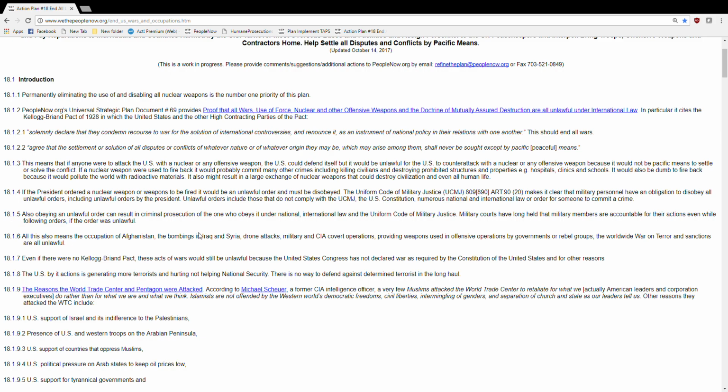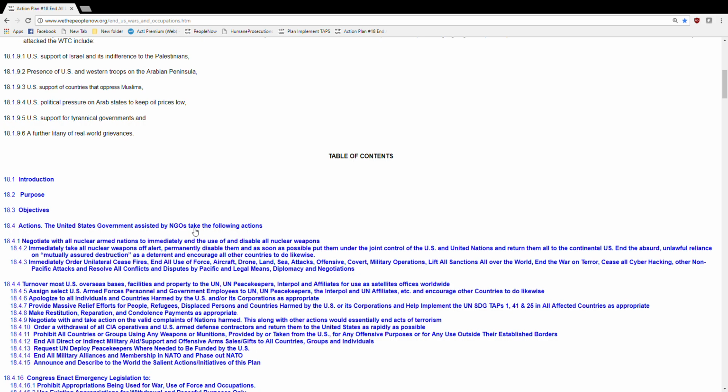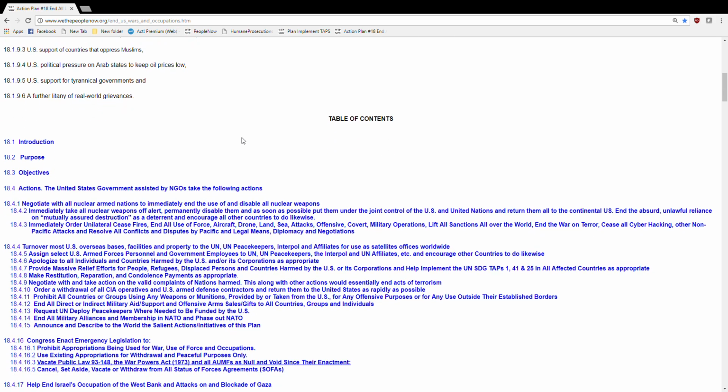So what I'd like to do is go on down here. Getting rid of the nuclear weapons and ending wars is really important. Now, here's the table of contents. And the way the numbering system works is, in every target action plan, 18.1 is the introduction, the first two digits of a document number, point 2 is the purpose, point 3 is objective, and the main thing is the actions.